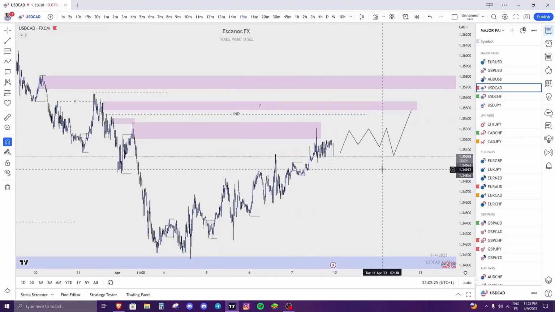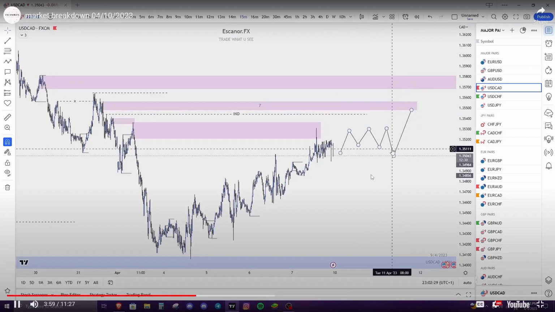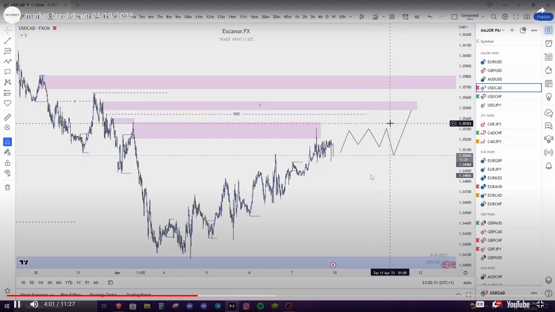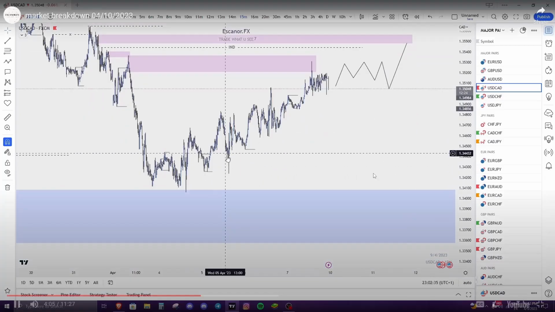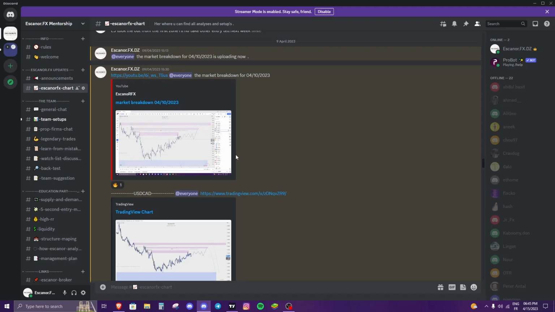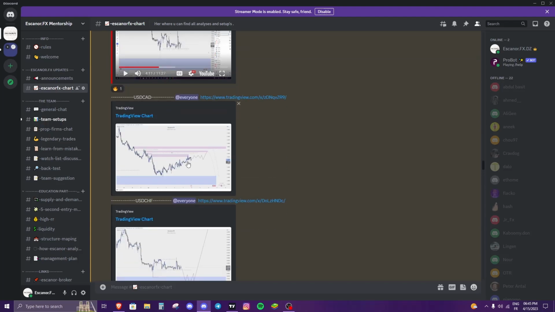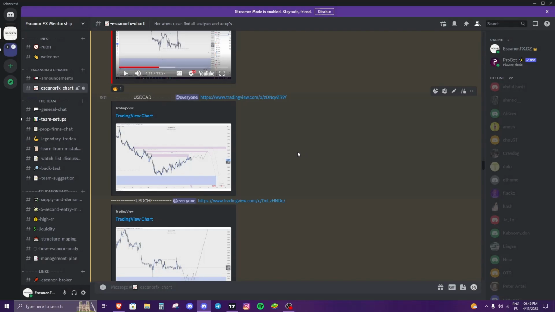So this is what I like to see: an Asian range here, price mitigates the zone after taking the low and then taking the high of the Asian range, mitigates our zone, and then drops to take liquidity below it. That's what we have for USD CAD, so now USD CHF. This is how I sent it to the team. Now we're going to have the breakdown, and after price tapped into our zone, how we take the trade. So let's see.